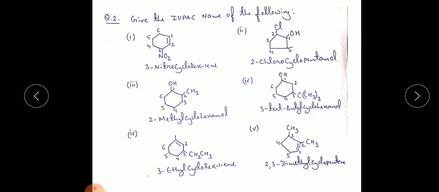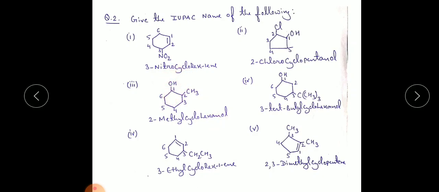Okay, similarly for 3 you can count it this way: 1 2 3 4 5 6, and at 2 you have got methyl, so 2-methyl, 6 carbon atoms, so cyclohexanol. Why OL? Because there is OH at the 1.